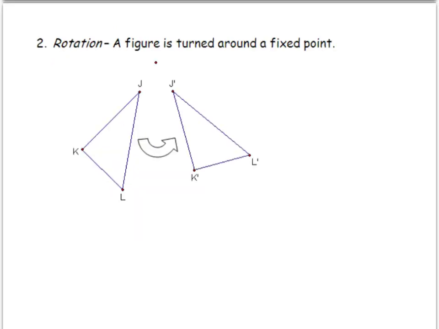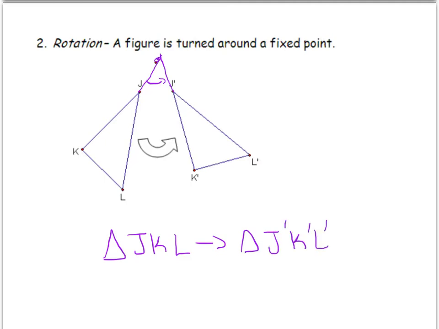The second type of transformation is a rotation. This is when a figure gets turned around a fixed point. So rotation gets turned around a fixed point. So here's my original image, my triangle JKL. And what happens is it gets turned a certain degree around that point. So JKL gets mapped over to J prime, K prime, L prime.